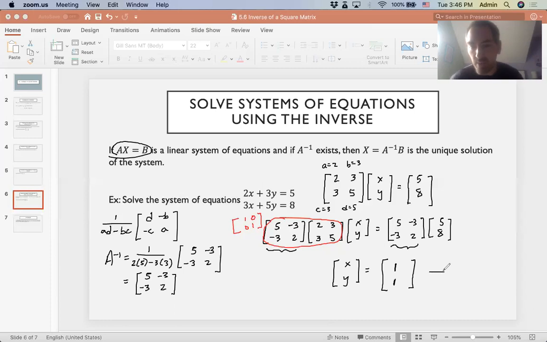So this is equivalent to saying that the ordered pair solution is 1, 1. X equals 1, y equals 1. The ordered pair 1, 1 is where the graphs of these two equations would intersect.